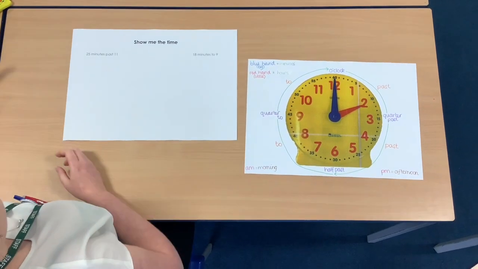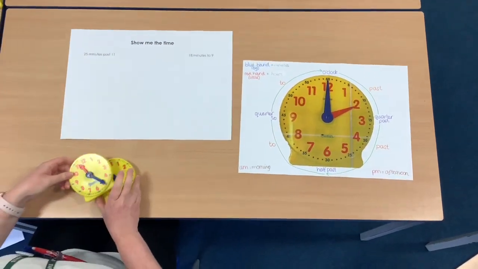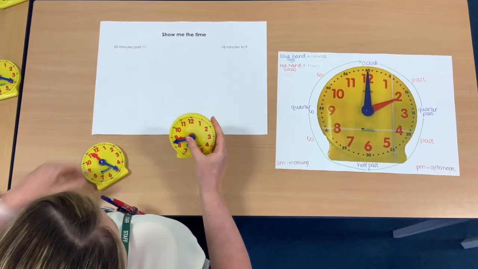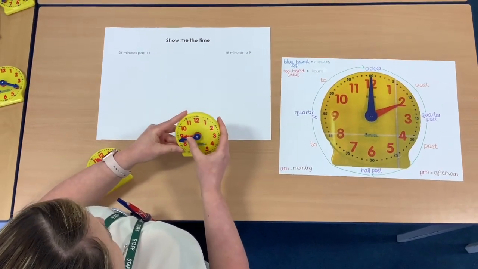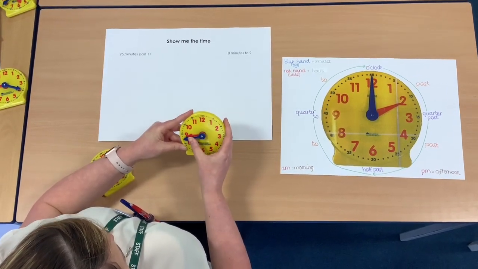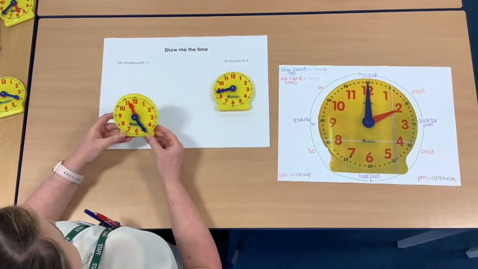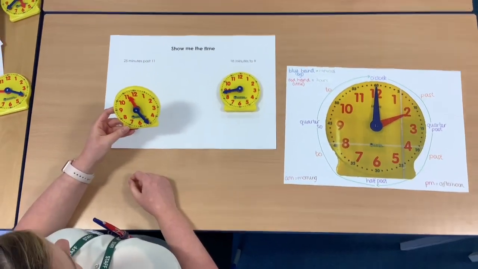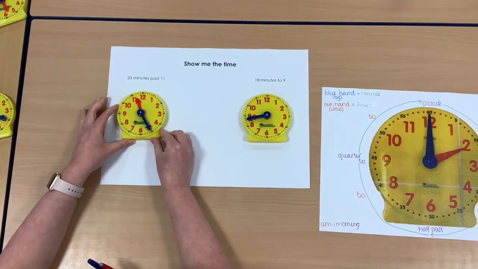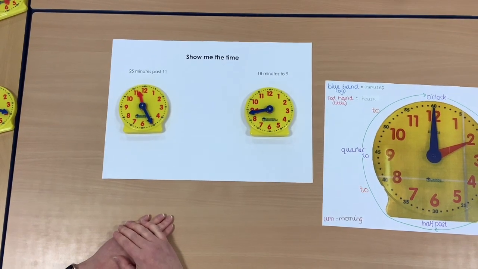So I have my 2 clocks, bear with me. My 2 clocks ready made for us. Okay, so I've got my 18 minutes to 9. Let's make sure that that's accurate. Yeah, 18 minutes to 9 and 25 minutes past 11. If you're not able to see these clearly, please make sure you have a look on the PowerPoint on the home learning page. But well done for giving it a go.